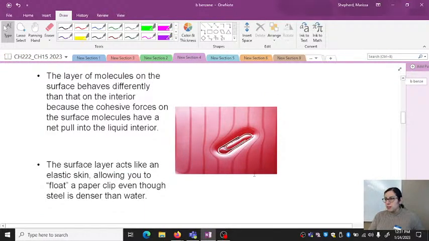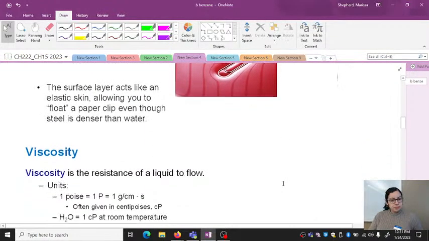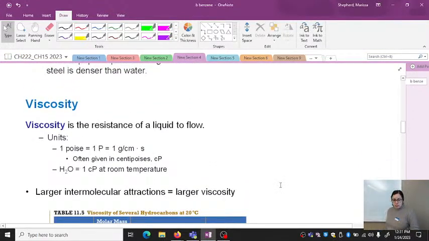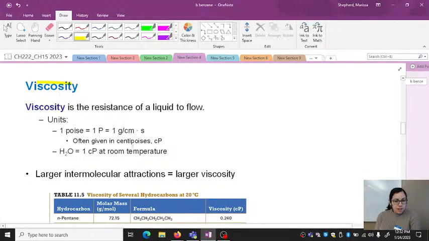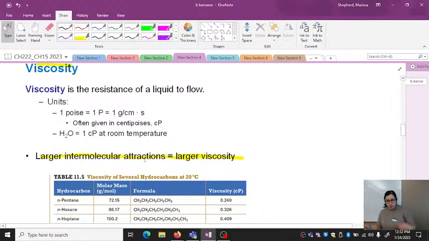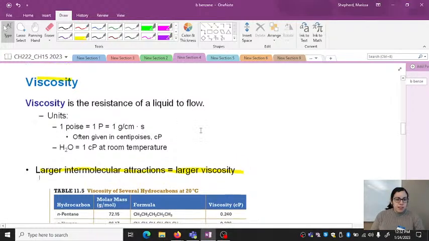Any questions on this one, on surface tension? So viscosity is also related to surface tension. Same thing: if you have larger intermolecular attractions, you have a greater viscosity. And they're given in these funny units. Just to give you some context, water has a viscosity of 1 centipoise, or poise, and that's at room temperature. Of course, if you heat it up, that's going to decrease your viscosity.